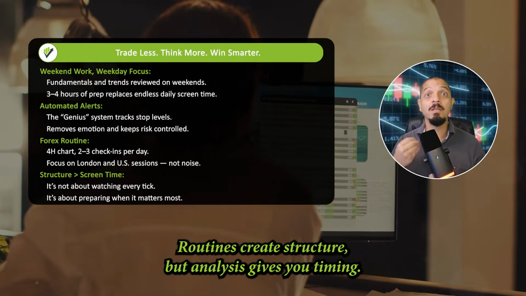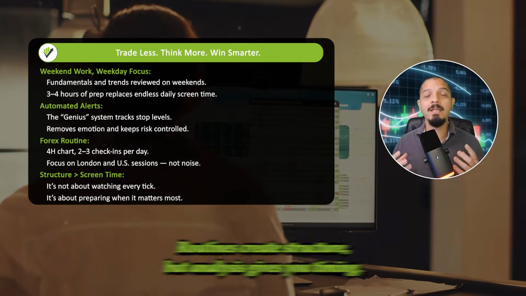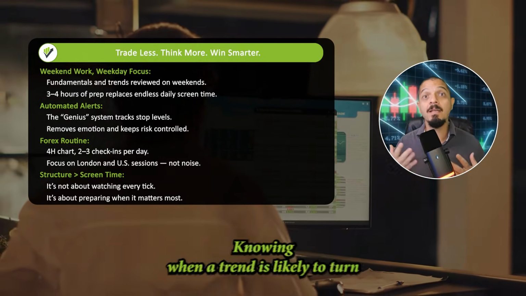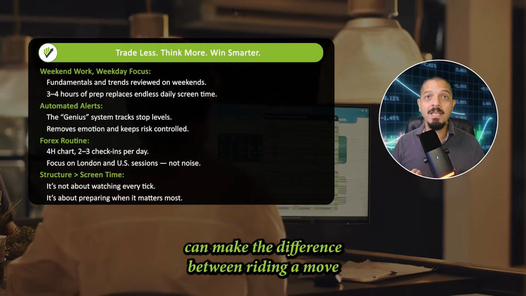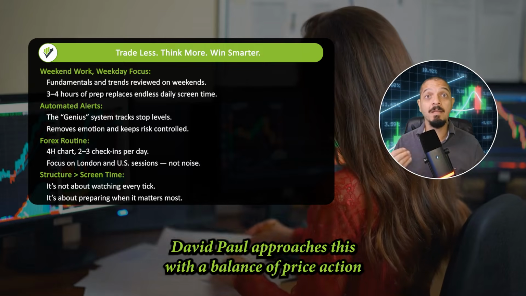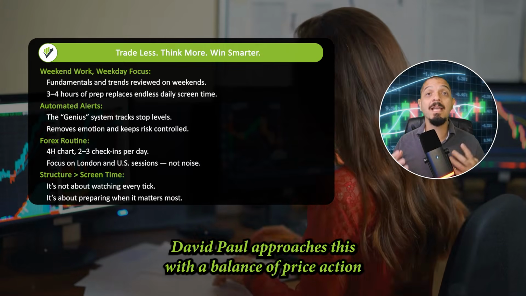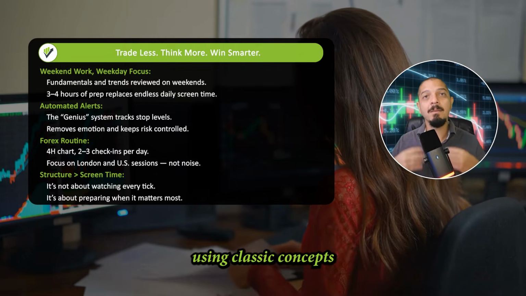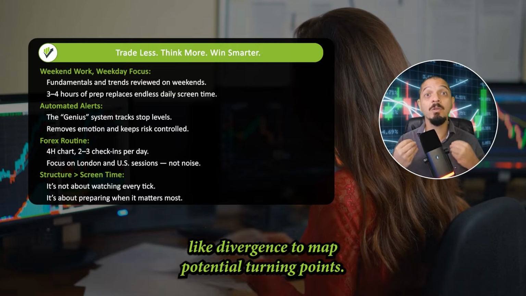Routines create structure, but analysis gives you timing, and that's where edge lives. Knowing when a trend is likely to turn can make the difference between riding a move or getting caught on the wrong side. David Paul approaches this with a balance of price action and momentum, using classic concepts like divergence to map potential turning points.